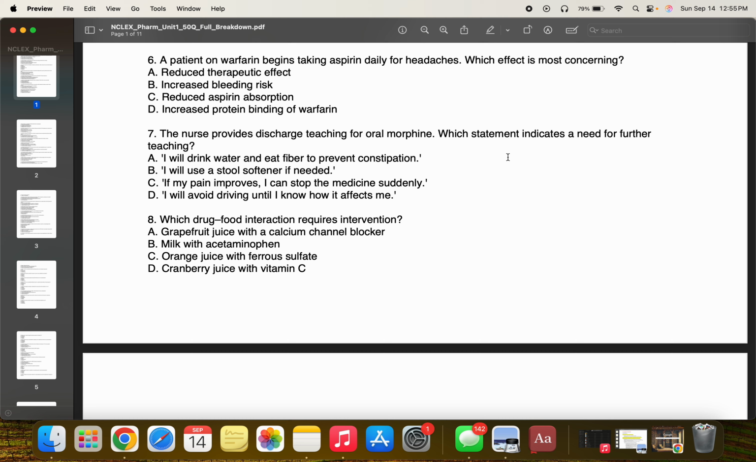Which statement indicates a further need for teaching? C, if my pain improves, I can stop the medicine suddenly, because you cannot just stop, you're going to get withdrawal.